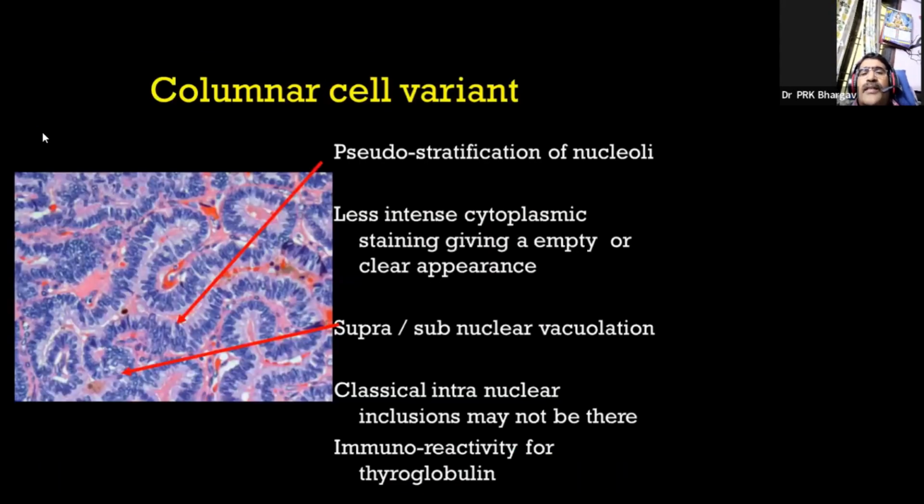Next, coming to columnar cell variant, here you can see there is less intense cytoplasmic staining. That's why it gives a relatively clear appearance to the entire cell cytoplasm. Because of this, there is also pseudostratification of the nuclei, and supranuclear or subnuclear vacuolation will usually be there. It is usually confused with many other pathologies, so immunoreactivity with thyroglobulin is often used to confirm the diagnosis of columnar cell variant.